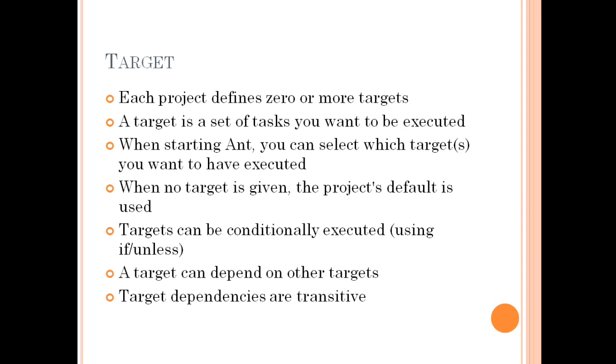So target is a set of tasks. When no target is given, the project default target will be used. Targets can be conditionally executed, which means on a condition you can say this target can run, if not this target should run, something like that. Targets can depend on other targets, you know that. Target dependencies are transitive, which means if target A depends on target B, and target B depends on target C, then it is implied that target A depends on target C.